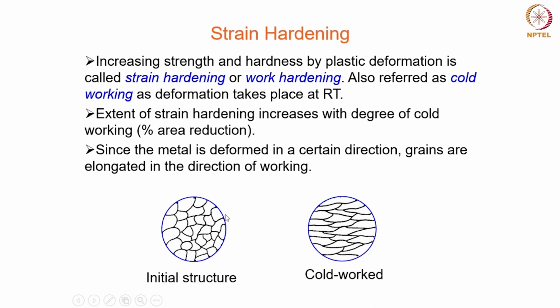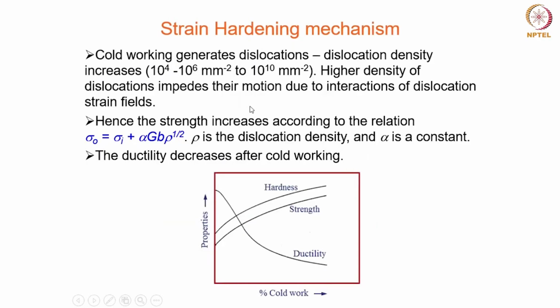So as you do that, you basically increase the dislocation density in the material from a range like this, 10 to the power 4 to 10 to the power 6 per millimeter square to 10 to the power 10 per millimeter square. So that is the kind of increase in the dislocation density that you can expect when the material is subjected to cold working.